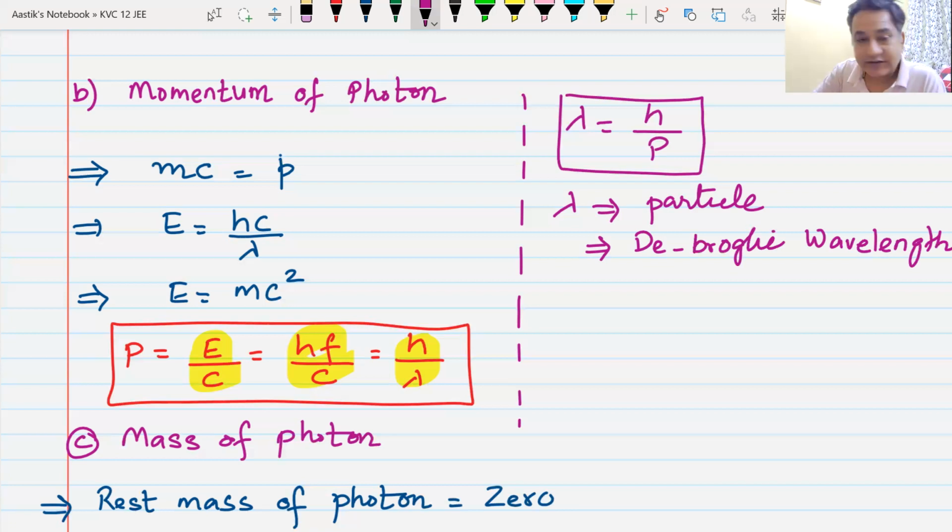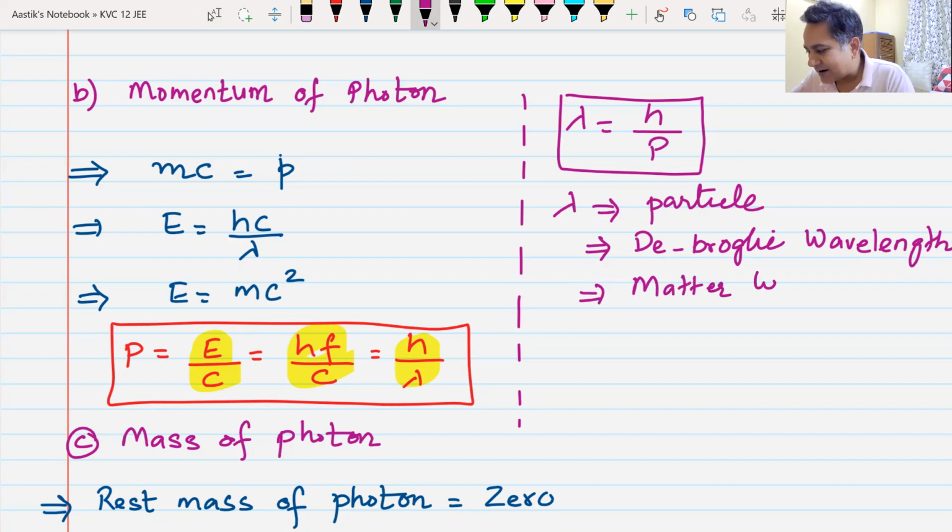De Broglie wavelength it is known as. Lambda is wavelength, and since every particle has a wavelength, this is also known as matter waves. I will probably take this small topic of matter waves just after I finish this, but I can just tell you this is matter waves.